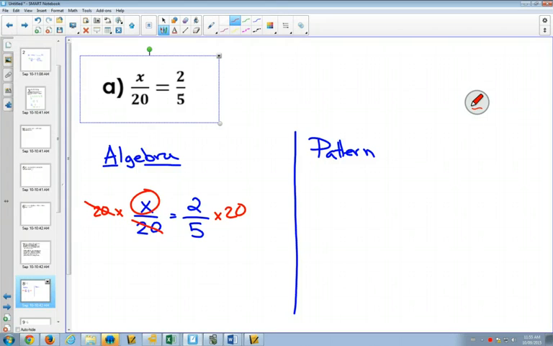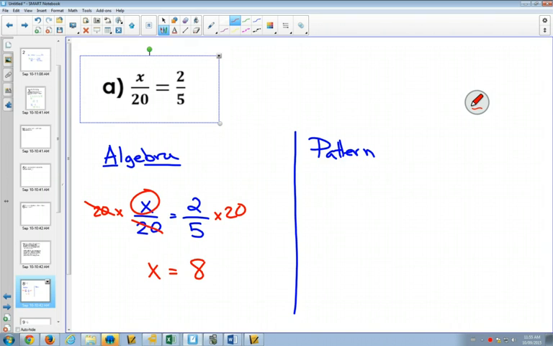On the other side of the equation, you've got 2/5 times 20. You can go to your calculator and type that in: 2 divided by 5 times 20, push enter, and you're going to get 8. That's the algebra way. Often it'll involve using your calculator.